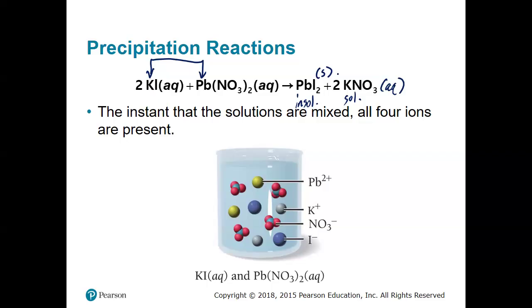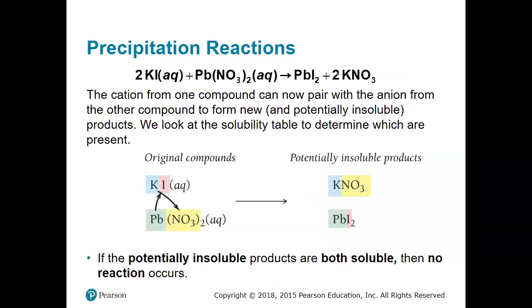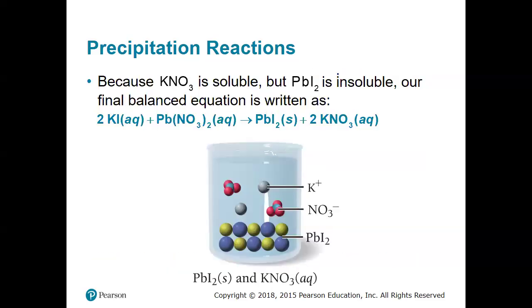So without actually mixing the two substances together, I can predict what's going to happen here. My prediction is that I'm going to get a solid. That solid is going to be lead-2 iodide. And when I actually mix them together, that's exactly what happens. The potassium and the nitrate stay ionized because they're still in solution. The lead-2 iodide solidifies and drops to the bottom because it's more dense than the water. And we end up getting that solid as a result.